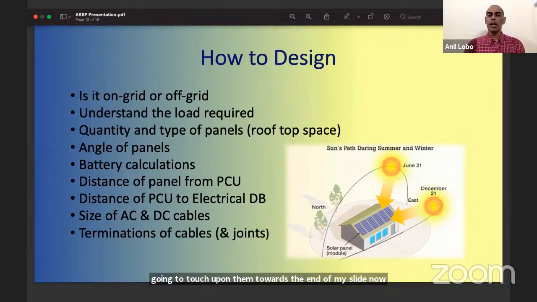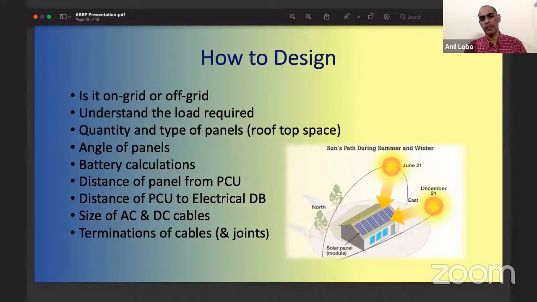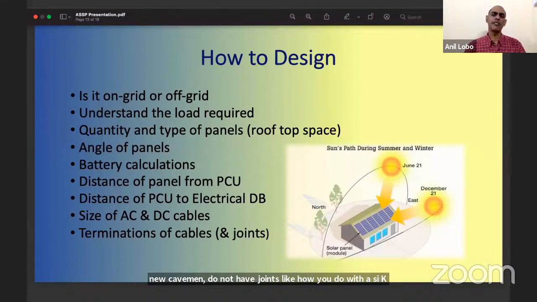Now, another very important part is the termination. You will not want to put joints, especially on the DC side. Any joint in your DC cable will cause the cable to overheat. And this overheating can have a cascading effect by lowering your available energy and also causing an electrical fire. So you want to avoid joints. If for some reason your cable has broken, you take the cable out and you put a new cable in. Do not have joints like how you would do with AC cables. And termination is very important.